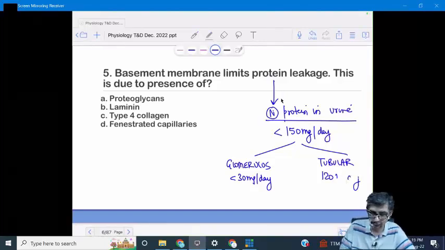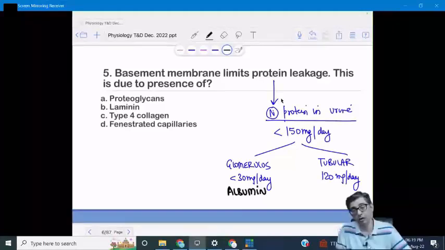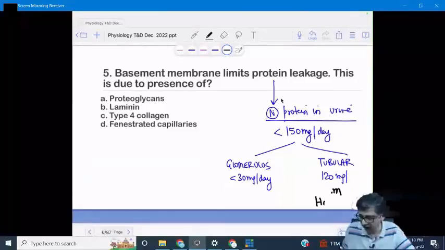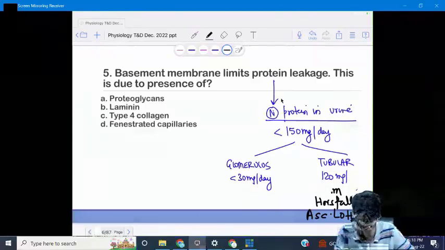Now, what is going to come from the glomerulus is albumin. So people who are answering 0.3, that is the answer if I asked you how much is the albumin in the urine in a 24-hour period. I did not ask you albumin. I asked you total protein. And the protein that is present here is called Tamm-Horsfall protein. This Tamm-Horsfall protein is produced by, I think it's a previous question, everybody knows, the cells of the ascending limb of the loop of Henle.